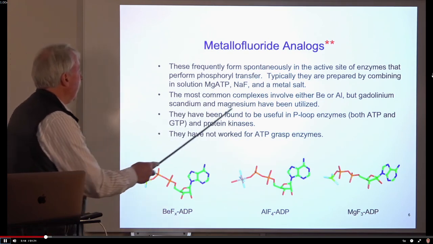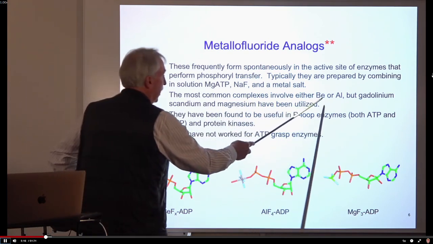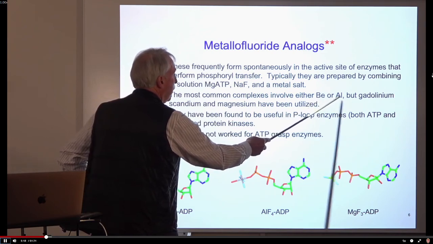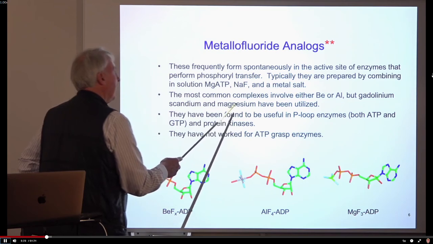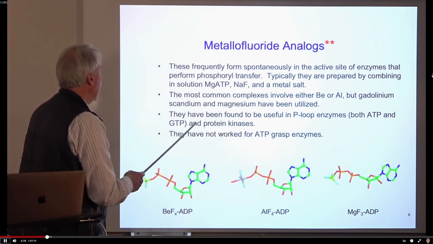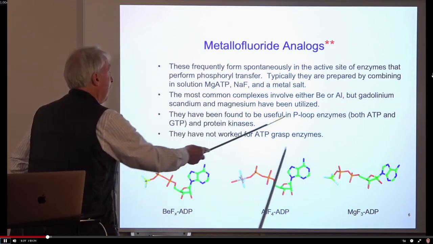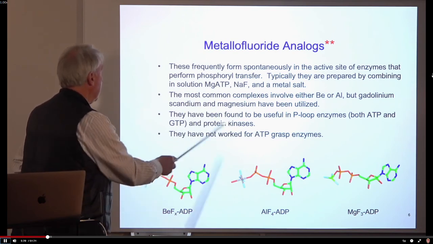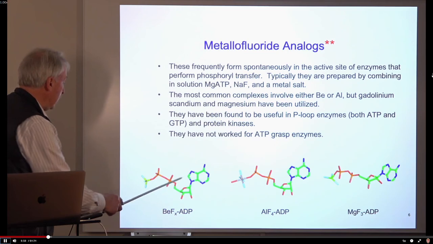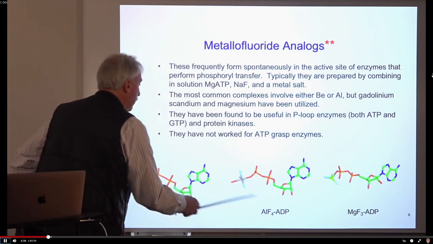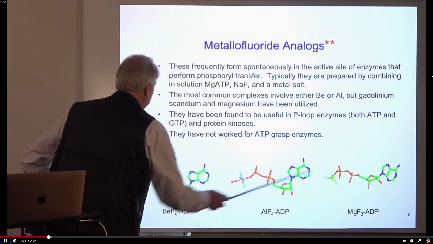The most common complexes that are seen in the literature are beryllium, aluminum or gadolinium, and sometimes scandium and magnesium, and we'll talk a little bit about this later in the talk. They've been really very helpful for P-loop enzymes and protein kinases. They've not worked for ATP grasp enzymes, as we mentioned. I show here the structures of the beryllium fluoride, aluminum fluoride, magnesium trifluoride.